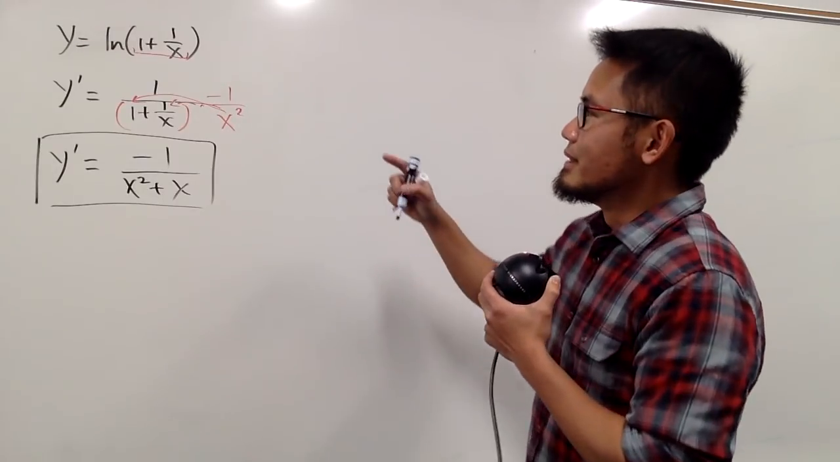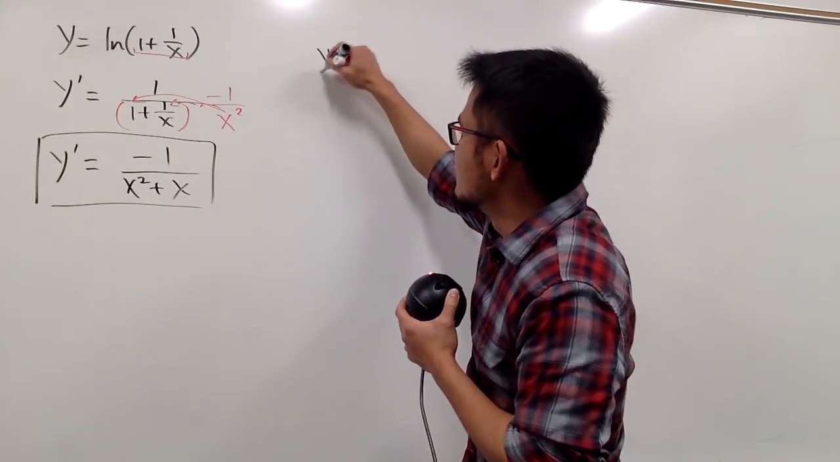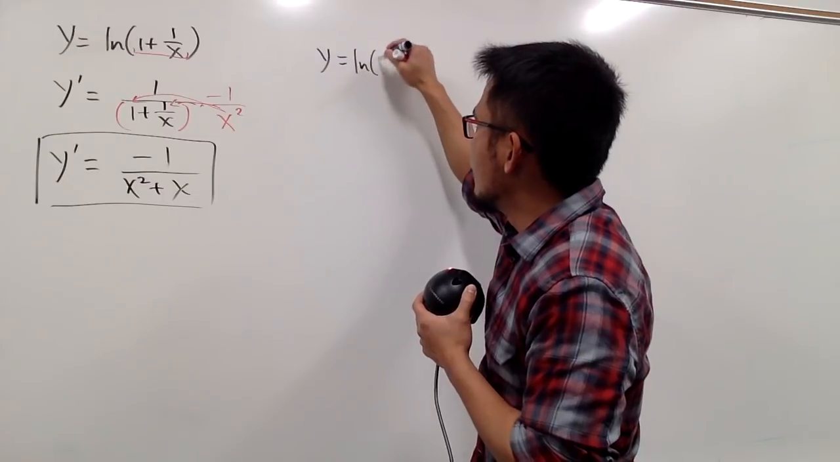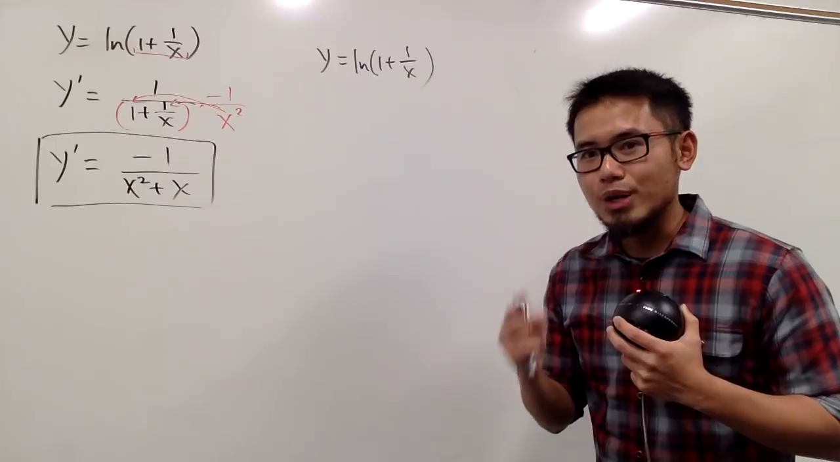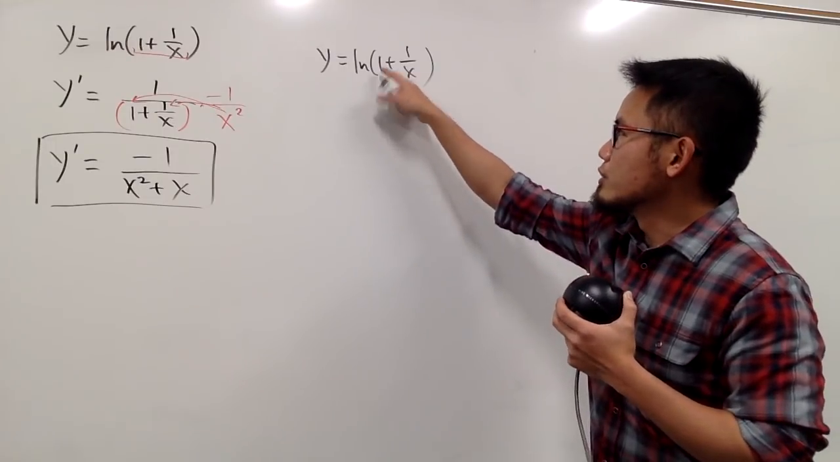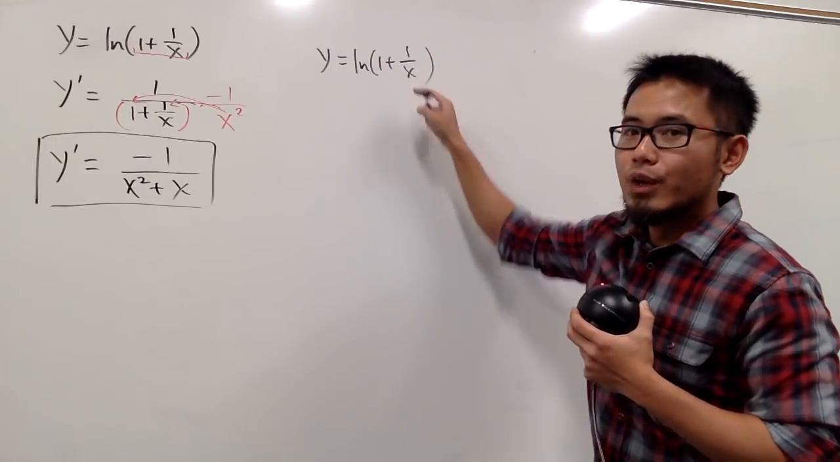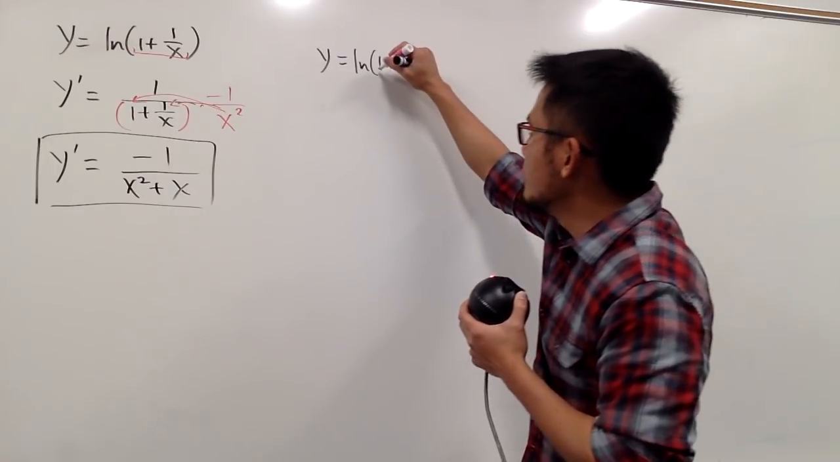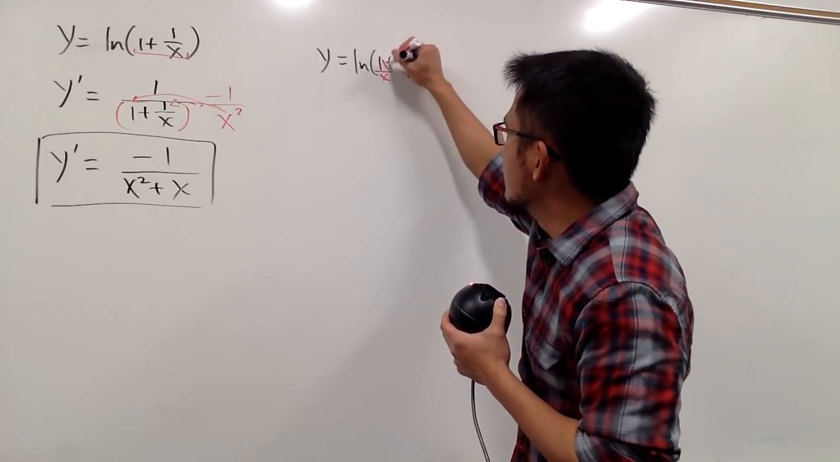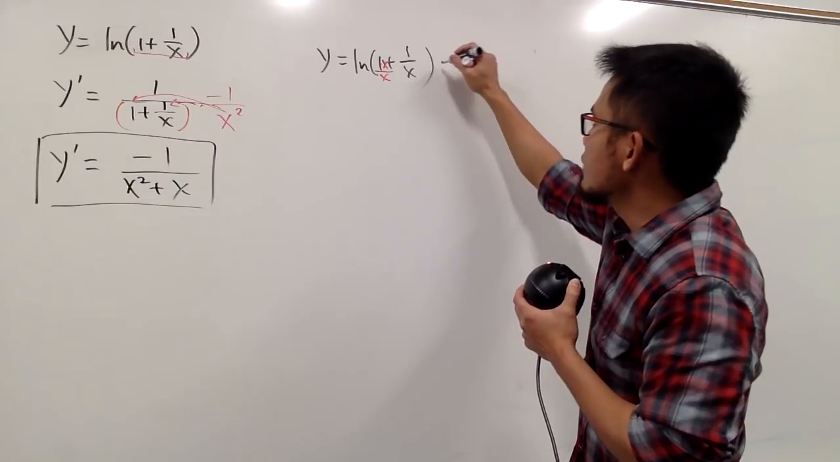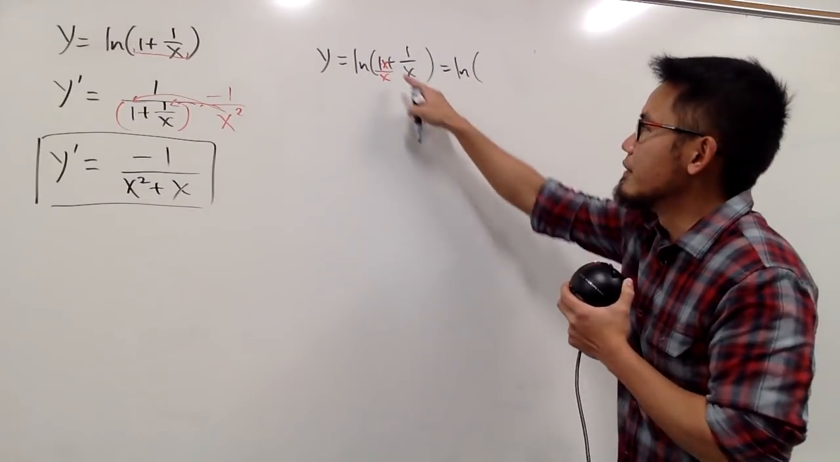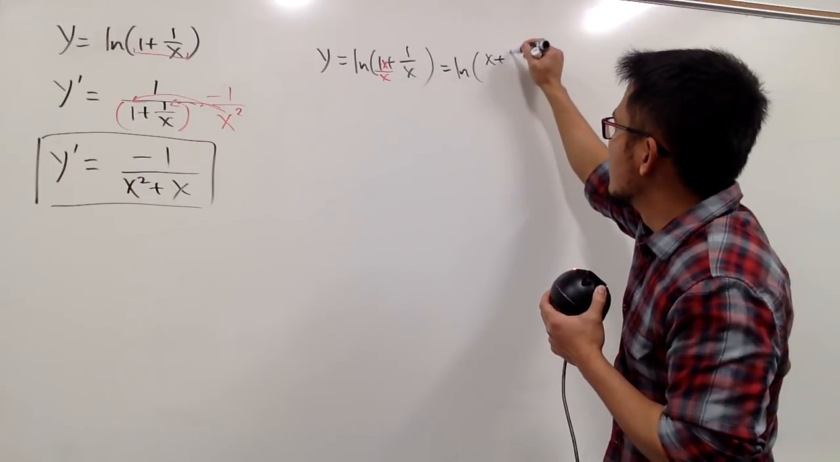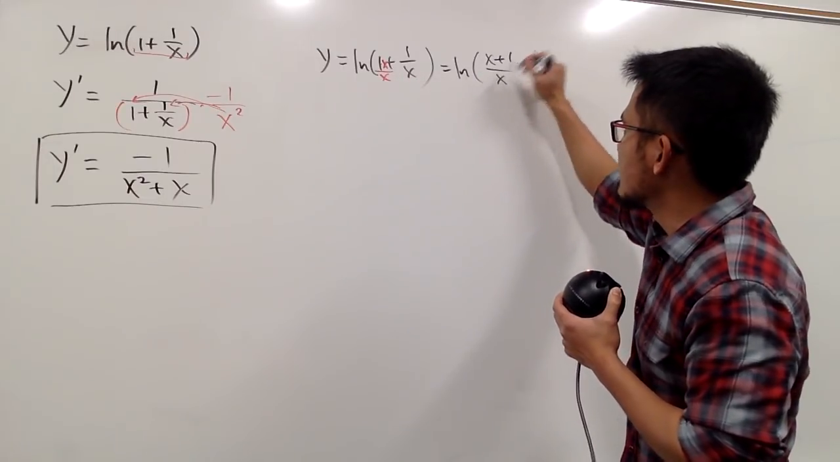Well, let's take a look at another way to approach this. y is equal to ln of 1 plus 1 over x. Notice that inside we have two things, and we are just doing 1 plus the fraction 1 over x. We can get the common denominator. So let me go ahead and multiply this by x over x like this. So in other words, this is the same as ln. On the top, I will just have x plus 1 over the denominator, which is x.